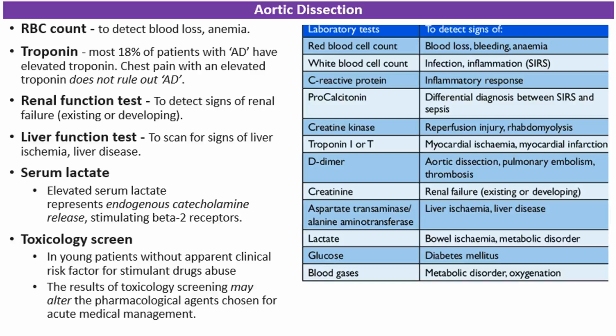Elevated serum lactate represents endogenous catecholamine release, stimulating beta-2 receptors. This stimulation upregulates glycolysis, generating more pyruvate than can be used by mitochondria by the tricarboxylic acid cycle. Excess pyruvate is converted into lactate. Toxicology screening may be considered in young patients without apparent clinical risk factors for stimulant drug abuse. The results of toxicology screening may alter the pharmacological agents chosen for acute medical management.